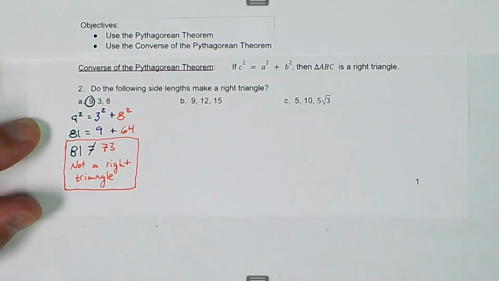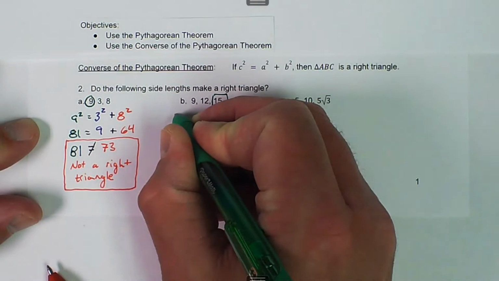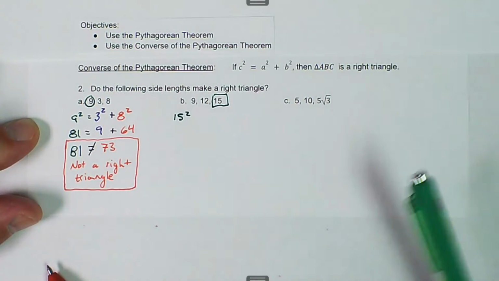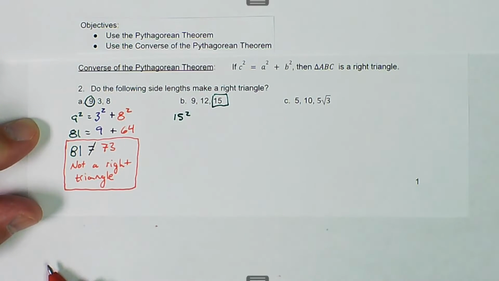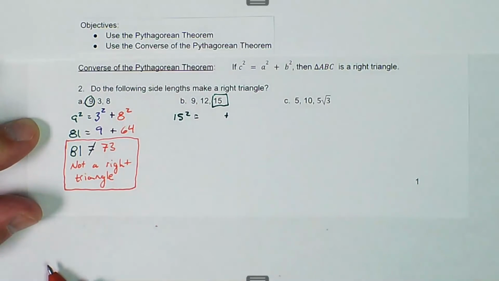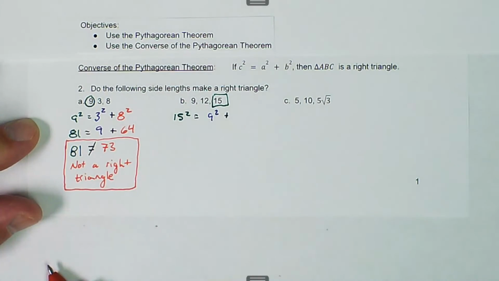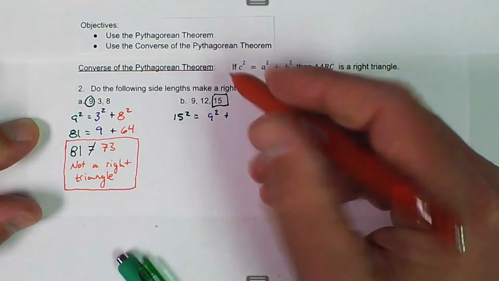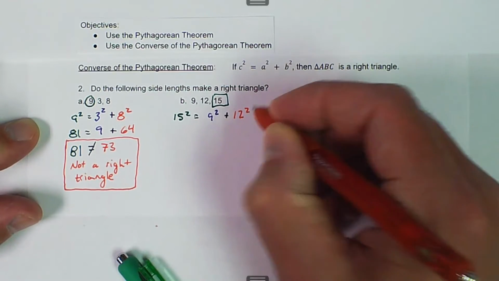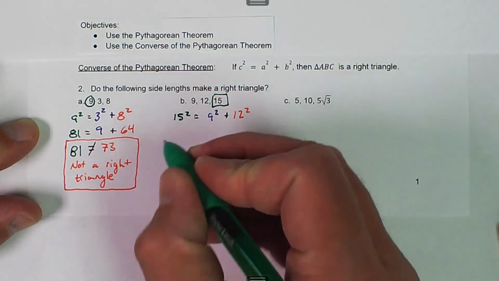Moving on to B, first thing we have to do is identify the hypotenuse. So the hypotenuse in this case is always the longest. So we want to check, is 15 squared equal to the square of the other two added together? So we have 9 squared, and we have 12 squared. 15 squared is 225.